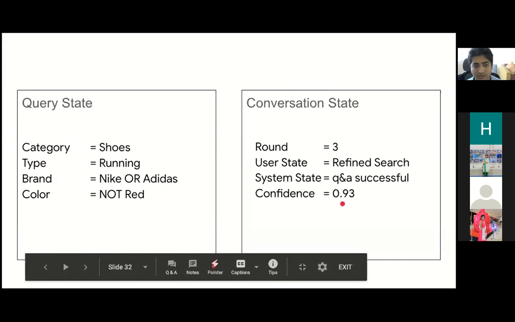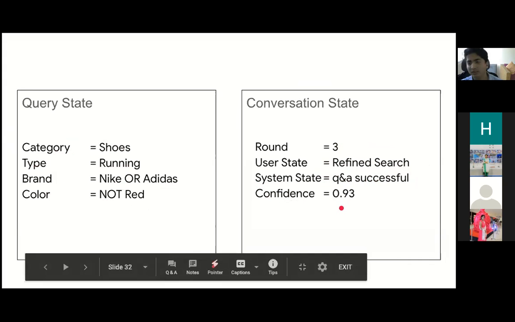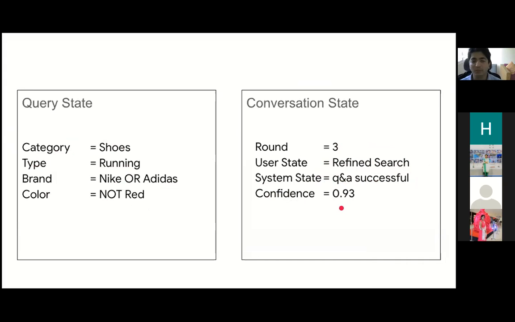Whereas the conversation state is, this is the 3rd round, right? And what the user right now is trying to do is refine the search that they had initially made. So as the user asks more questions, the round number will increase. What is the system state? We say Q&A is successful, confidence, and there are hundreds of such parameters that we use to track conversation state.